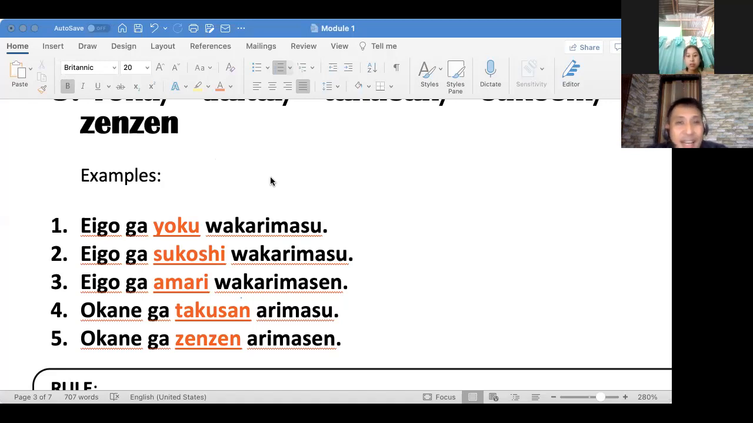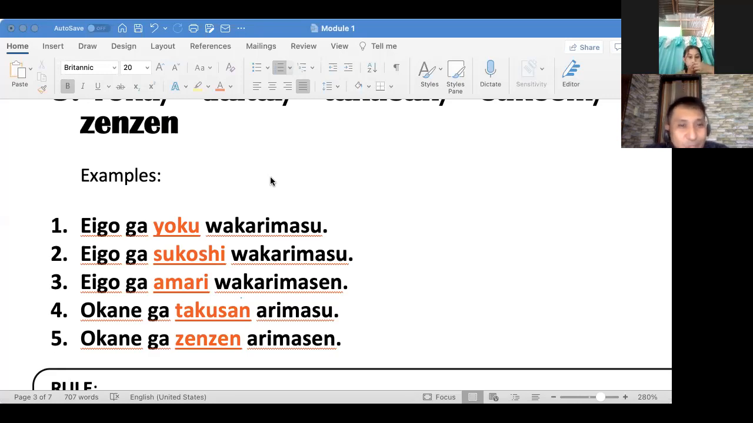No? Kasi I asked the question, so your answer should be in a statement form. Okane ga zen arimasu. Pag sinabing zen, dapat negative yung statement. So zen arimasen. Ayan. Pero ayoko maniwala na walang pera si Jun-san. Okane ga arimasu. Ayan. Gusto ko 'yon, no? Pero gusto kong malaman kung gaano karami yung pera mo, no?